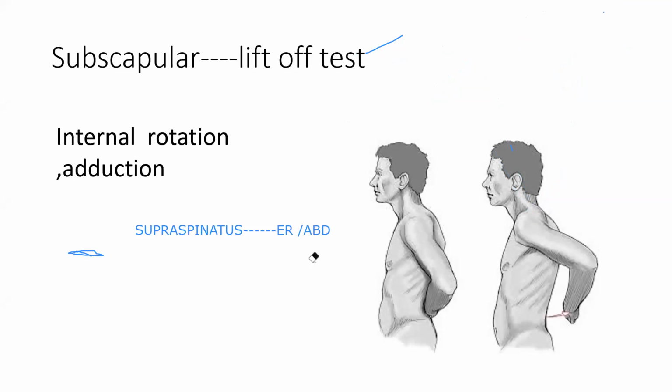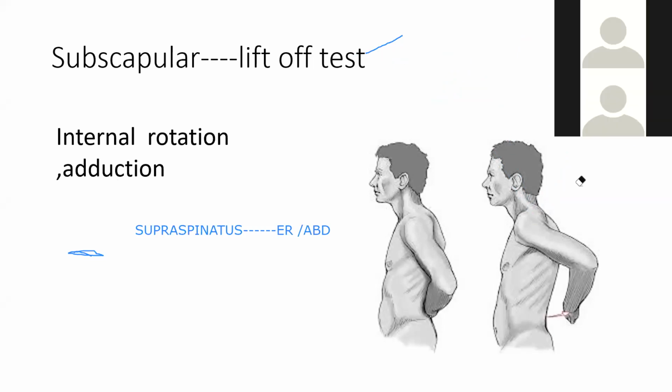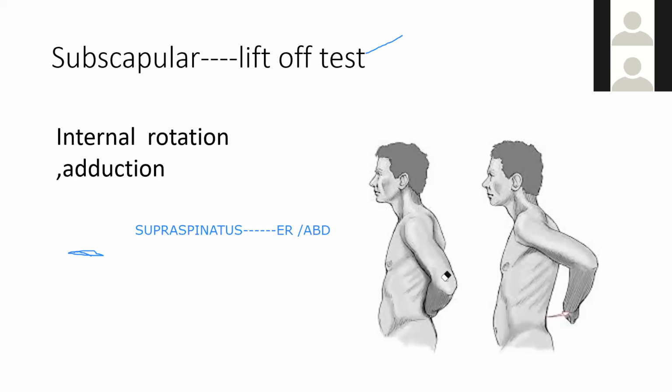Now the third is the subscapularis. The subscapularis is anterior, and its function is internal rotation and adduction. This is a test known as the lift off test, a test for the subscapularis. Normally how do we do it? We place the person's hand on the back and ask the person to push it back. You can hold his hand and allow him to push it back.